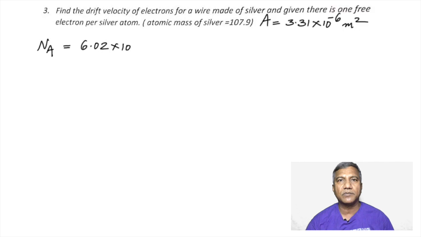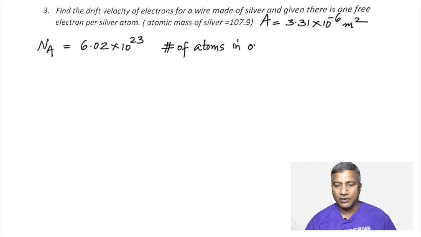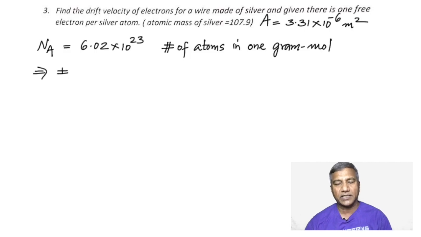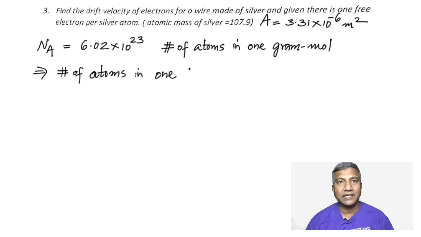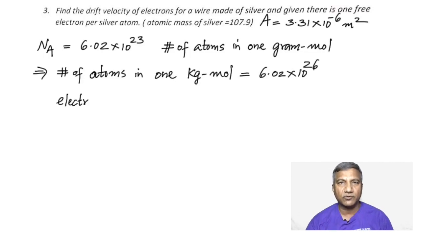Remember, the Avogadro number is the number of atoms in 1 mole, which is 6.02 times 10 to the 23. Now the atomic mass of silver is 107.9 in grams. So the number of atoms in 1 gram mole would be 6.02 times 10 to the 23, but in 1 kilogram mole, you'll have to multiply it with 1000. So that's what I've done.